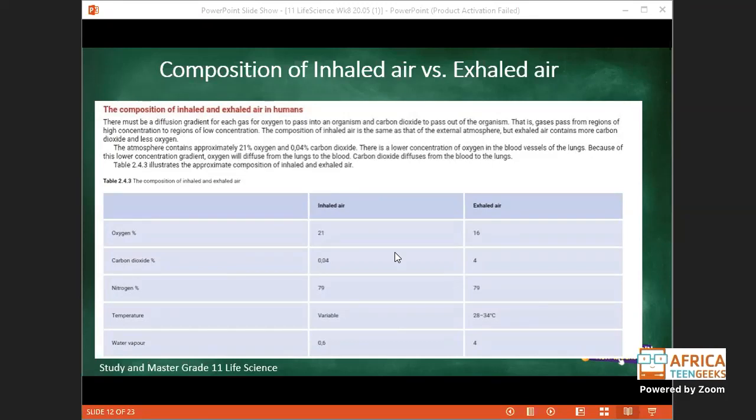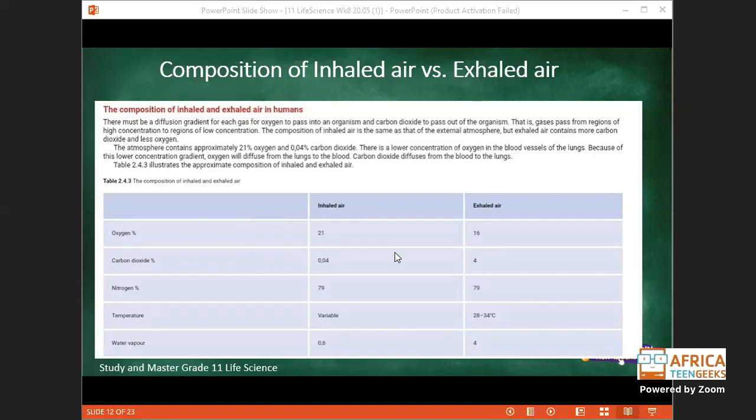That is, gases pass from regions of high concentrations to regions of low concentration. The composition of inhaled air is the same as that of the external atmosphere, but exhaled air contains more carbon dioxide and less oxygen. The atmosphere contains approximately 21% oxygen and 0.04% carbon dioxide. There is a lower concentration of oxygen in blood vessels of the lungs because of this lower concentration gradient, oxygen will diffuse from the lungs into the blood. Carbon dioxide diffuses from the blood to the lungs.